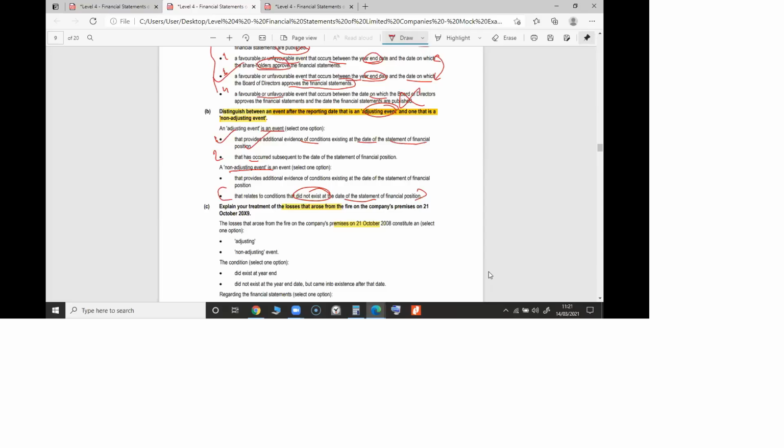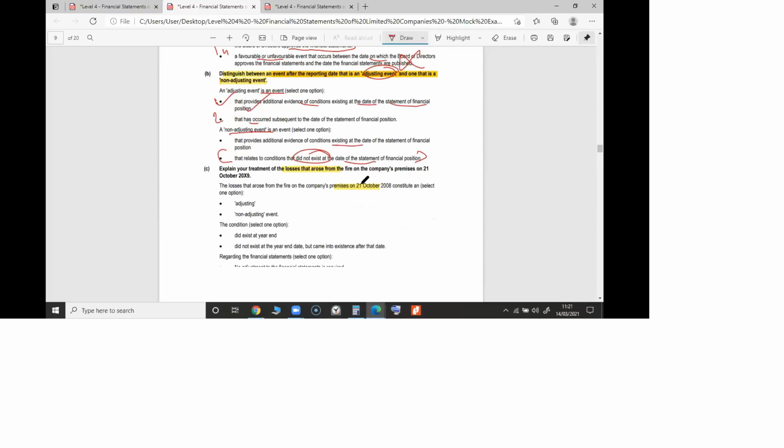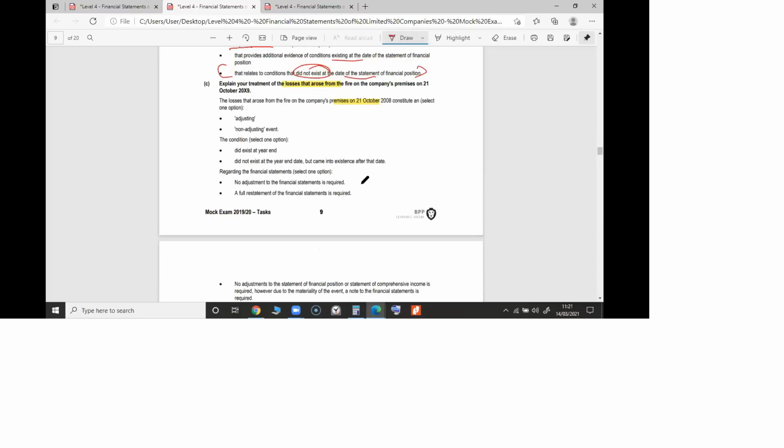Non-adjusting event is an event that relates to a condition that did not exist at the date of the statement of financial position. Did not is the key point here, and existing is the adjusting event. Conditions existing. You need to memorize and learn it by heart.